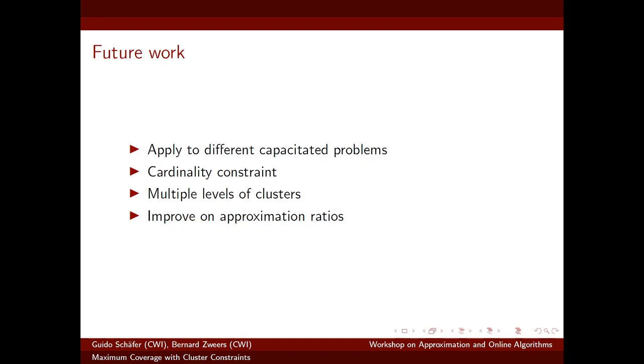And it would also be nice to see if we can improve on the approximation ratios we've shown you. In the paper, we showed that for a specific instance of the multiple knapsack problem with cluster constraints, we get not a third approximation, but a half approximation. It would be nice to see if we can do that for more general problems.